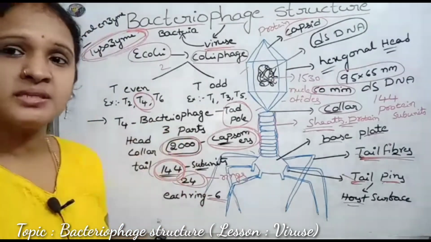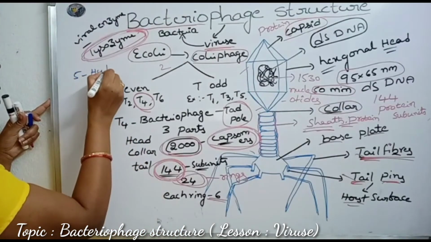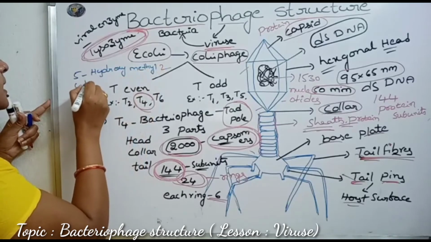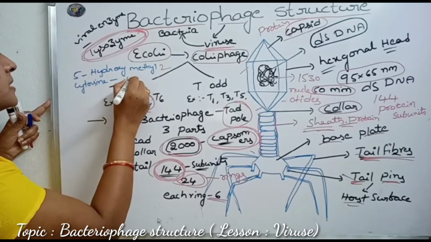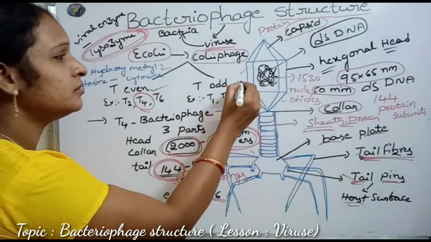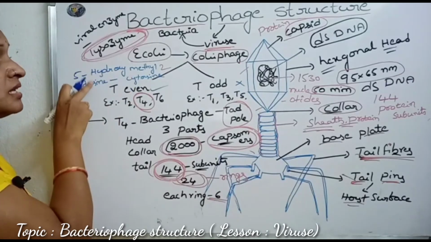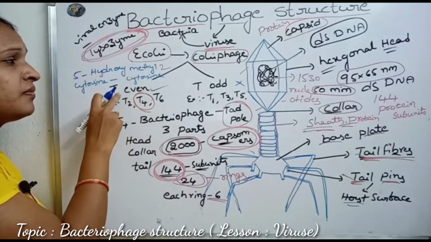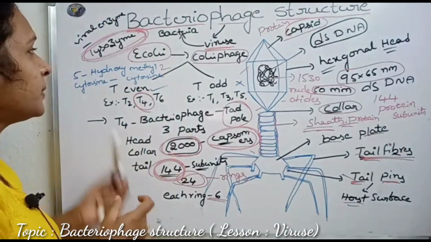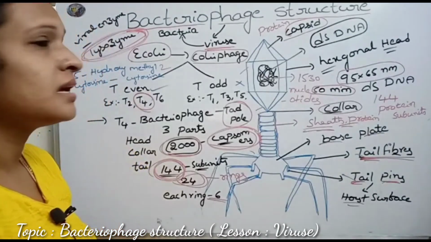In T even bacteriophages, 5-hydroxymethylcytosine is present in place of cytosine. It is present only in T even phages and is absent in T odd phages. So once again, important: 5-hydroxymethylcytosine is present in place of cytosine in T even phages only, and the viral enzyme is lysozyme.